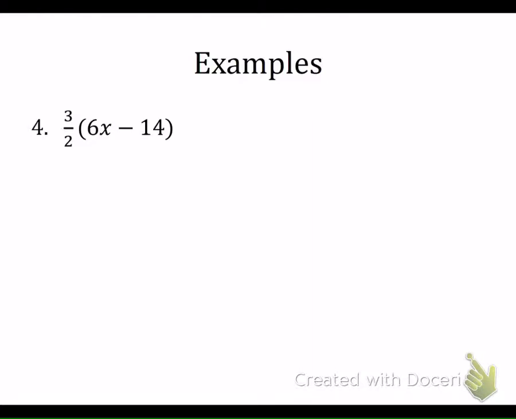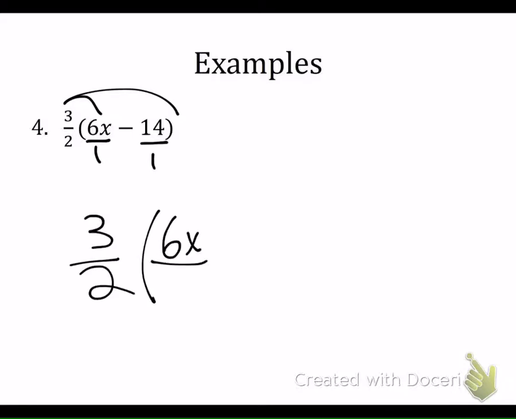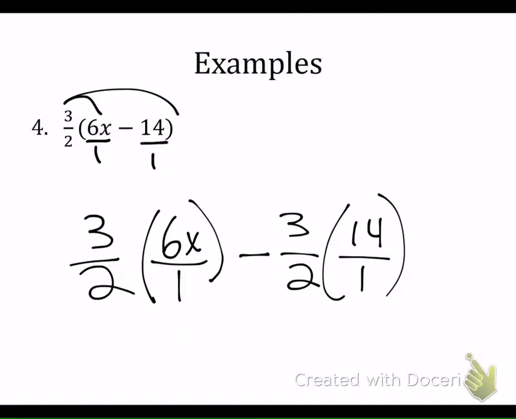All right, here is number 4. Again, I'm going to write out a middle step here. So for this one, I have 3 halves times 6x over 1 minus 3 halves times 14 over 1. Well, here the 2 and the 6 can simplify to 1 and 3. So what's 3 times 3x? Just 9x. All right, and in the back I have a 2 and a 14. I'm going to make that a 1 and a 7. Keep the subtraction sign.